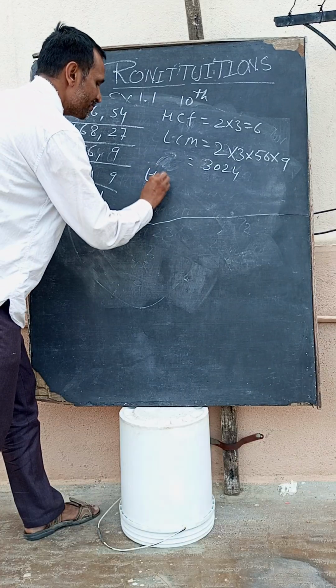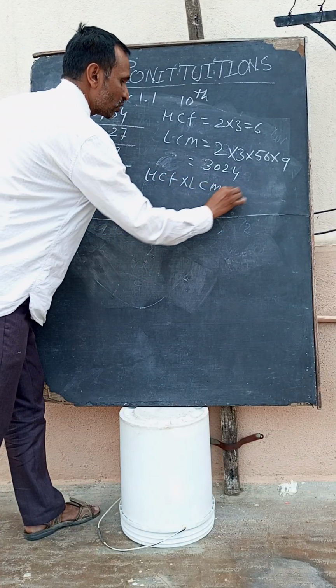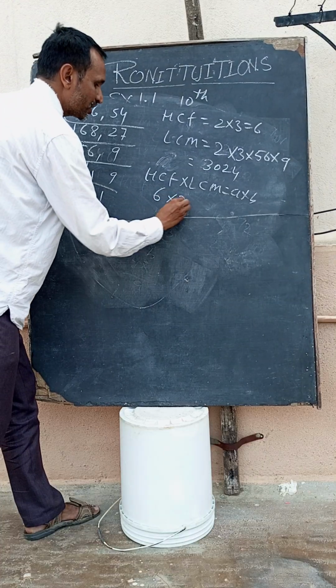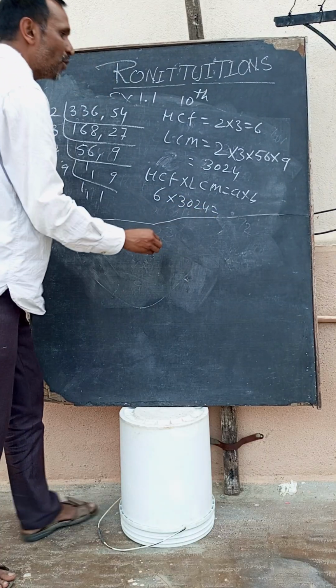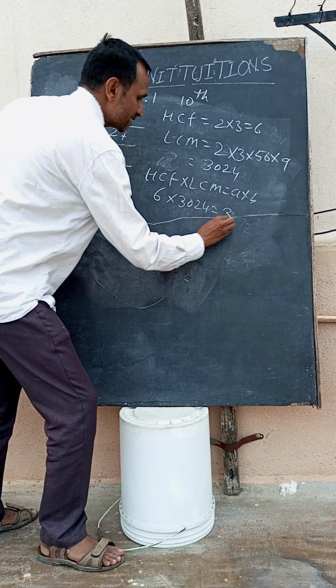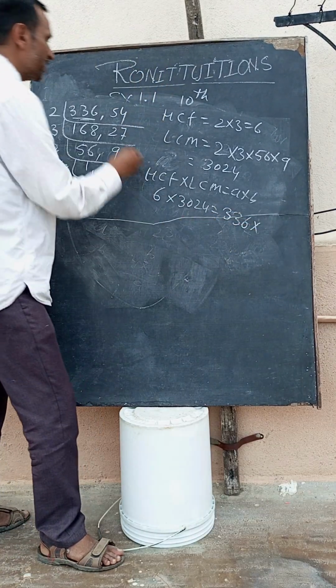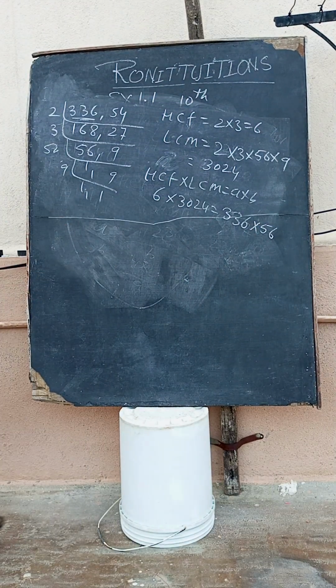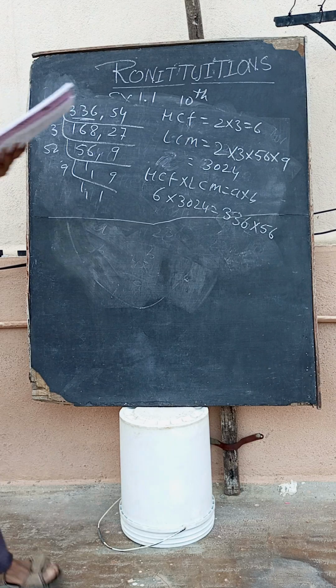Now verification it is asking. So verification: HCF into LCM is equal to A into B. HCF we got 6, LCM we got 3024, is equal to A, how much is there? A is 336, and B, how much is there? B is 54. If we multiply, it will become equal, and hence it is the verification. Next, the third main question is given. Question number 3, main, is given.